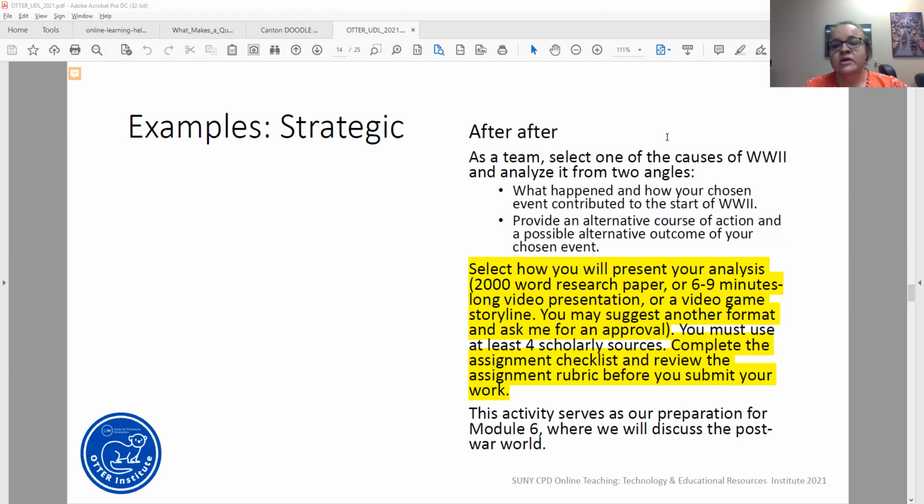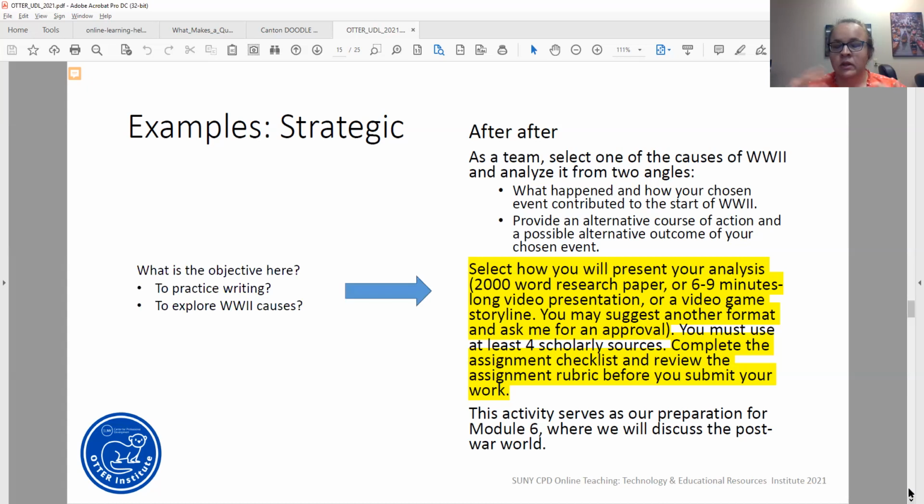Let me go back, right? So complete the assignment checklist and review the assignment rubric before you submit your work. Those elements are something that we added as an answer to how are your students going to show you? They're going to show you in multiple ways. If you're able to use that, use multiplicity of students letting you know what they know.